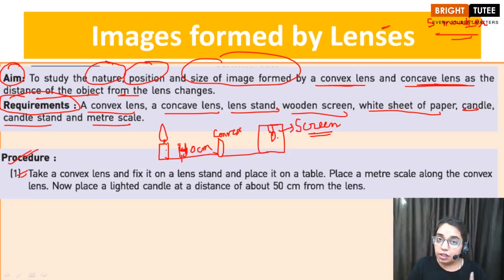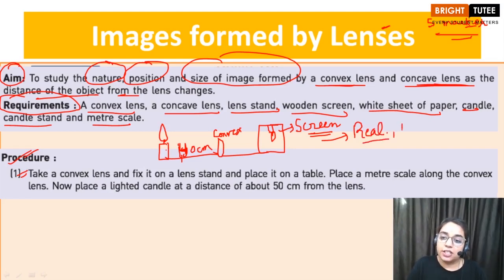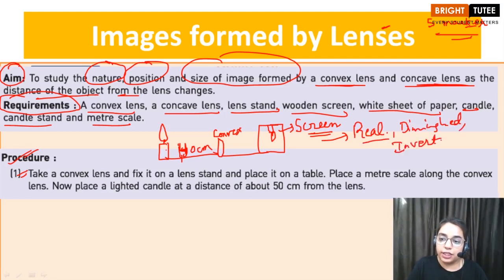Since the image is obtained on the piece of paper or the screen, we can say that the nature of the image is real. Why? Because it can be obtained on a screen, right? And then it is diminished. Also children, the image formed is inverted in nature.